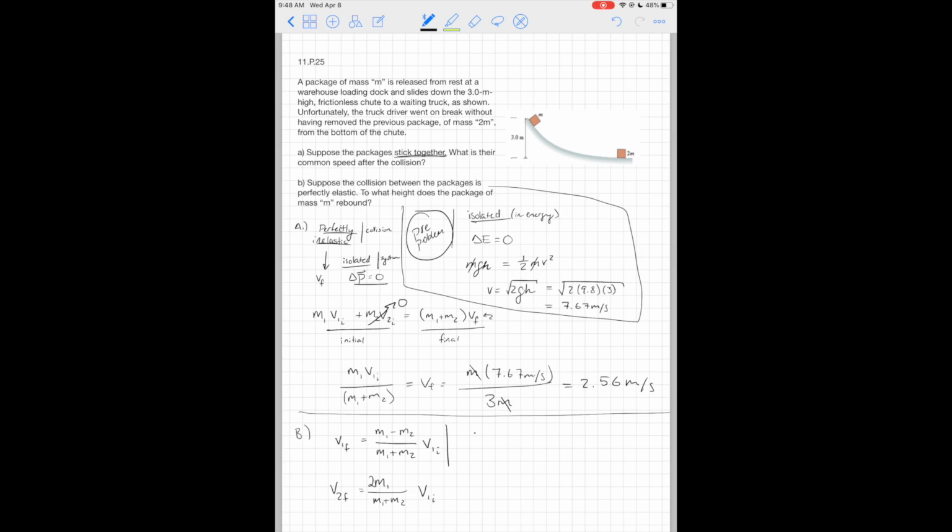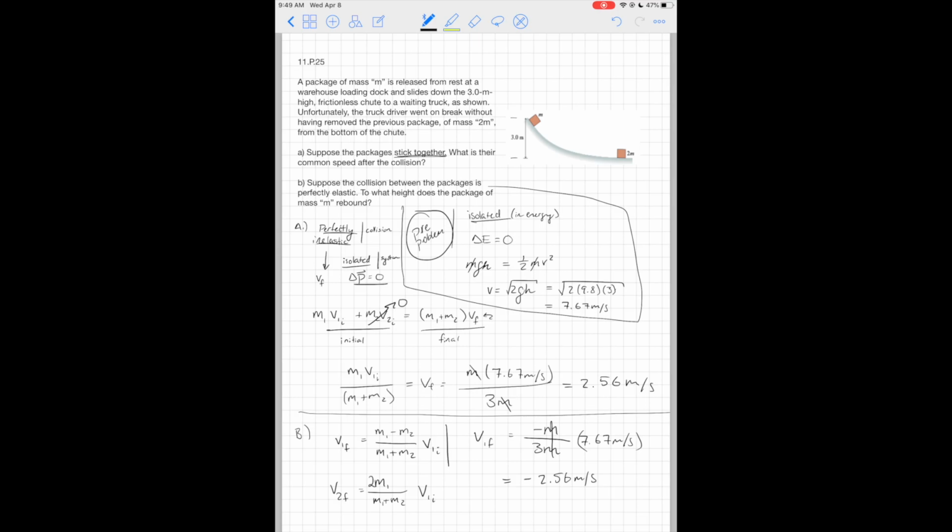So if we solve for V1F, V1F is equal to M minus 2M, so that's negative M over 3M times V1I, so that's 7.67 meters per second. M's will cancel, so I'm taking a negative third of that, 7.67 divided by 3. Oh, that's the exact same thing that we had before, except it's negative now. So we go negative 2.56 meters per second. That's assuming a perfectly elastic collision.